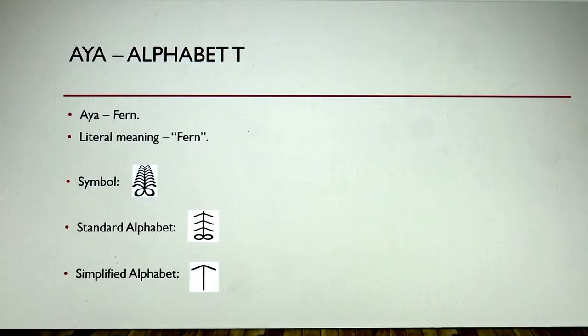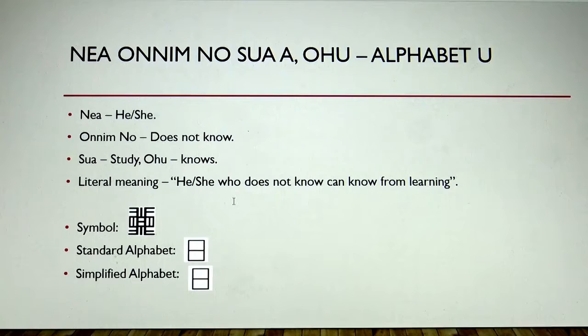Ayaa is assigned to alphabet T. Ayaa means fern, literally meaning fern. And this is the Adinkra symbol. This is the standard alphabet, and this is the simplified alphabet. Nea Onnim No Sua A, Ohu, assigned to alphabet U. Nea, he or she, onnim, does not know, sua, learn, ohu, knows. Literal meaning, he or she who does not know, can know from learning. This is the Adinkra symbol. The standard and simple alphabets are the same.